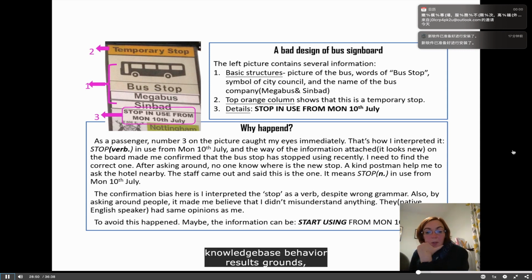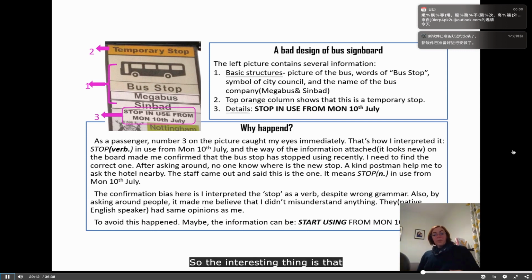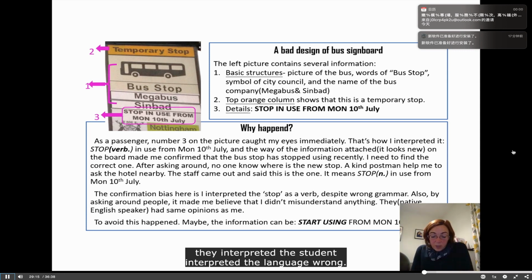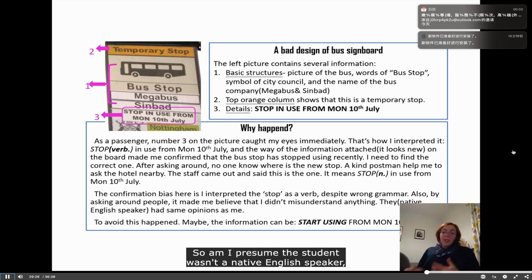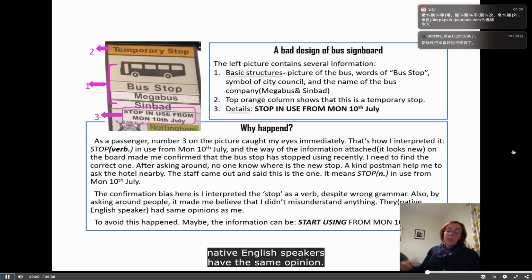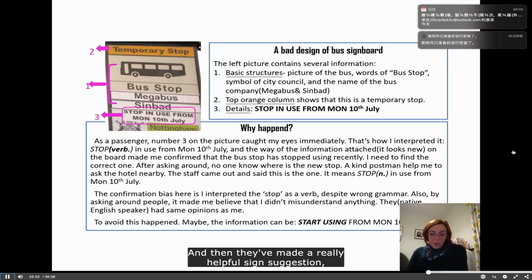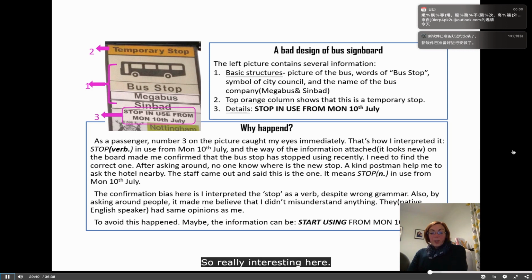One of the things we often do with knowledge-based behaviour is ask around, and no one knew where the new stop was. Fortunately, a kind postman helped the student to ask in the hotel nearby. And the staff came out and said, well, no, this is the correct stop. And actually, it means stop, noun, in use from Monday the 10th of July. So the interesting thing is that the student interpreted the language wrong. And by asking around, other people had interpreted it wrong as well. So I presume the student wasn't a native English speaker, but they said that others who were native English speakers had the same opinion. And then they've made a really helpful design suggestion, which is start using from Monday the 10th of July.